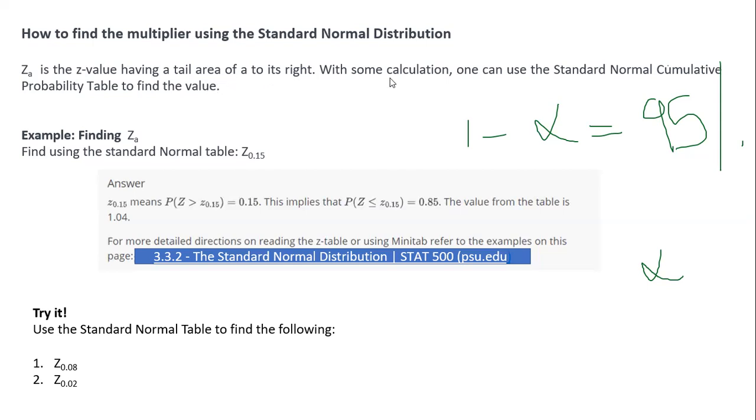It's right, with some calculations one can use the standard normal cumulative probability table to find the value. So for example, finding z alpha using the standard normal table. කොහොමද අපි මෙහෙම value එකක් තිබ්බොත් මේ value එක read කරන්න.